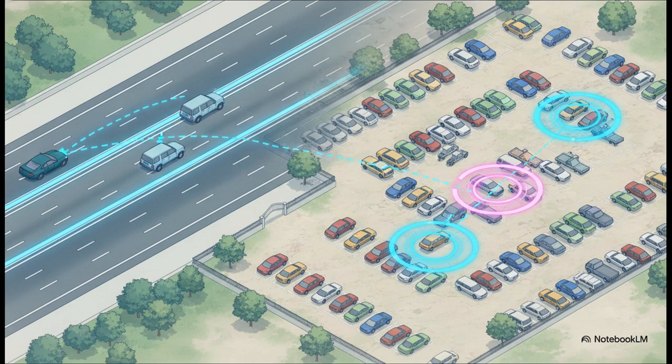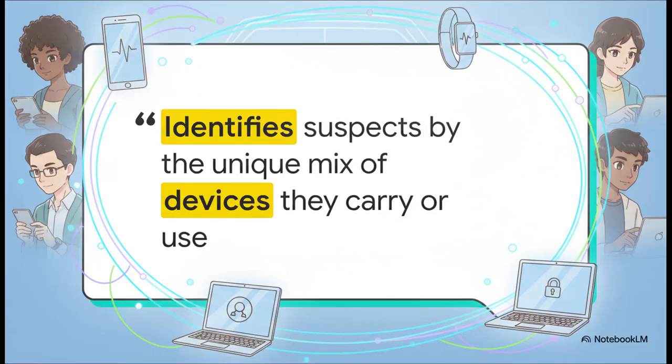Plus, it operates effectively in off-road venues, think rail stations, massive shopping centers, or big events where cars scatter and normal cameras just can't get a clean line of sight. Identifies suspects by the unique mix of devices they carry or use. This exact quote from the source document honestly perfectly summarizes the massive fundamental shift we've been examining today. Law enforcement is no longer just tracking a physical 4,000-pound piece of metal. They are tracking the invisible digital ecosystem that is traveling inside of it. The vehicle itself is becoming almost secondary to the electronic fingerprint of its occupants.